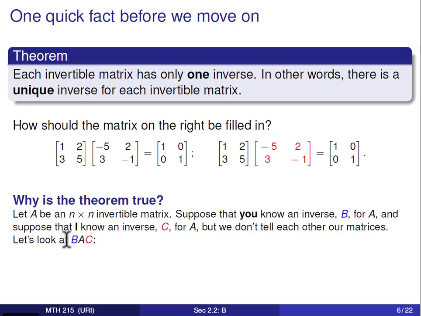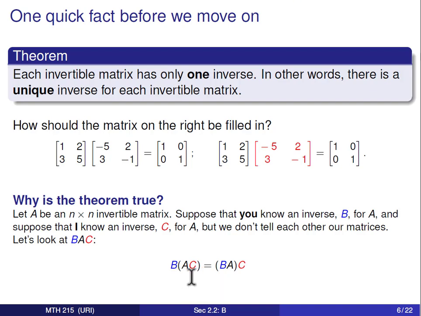I just suggest that it would be interesting to look at this. Remember, B is the inverse of A that you know, and C is the inverse of A that I know, but we don't tell each other what they are. So we're going to simplify this, but remember that because of the associative property, we can group the multiplications either way. So I can either multiply A and C first and then multiply B on the left afterwards, or I can multiply B and A first and multiply by C afterwards.